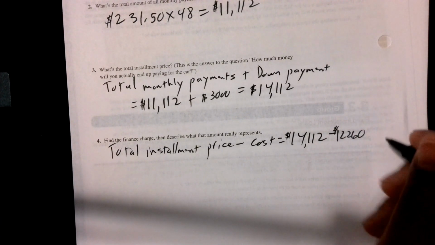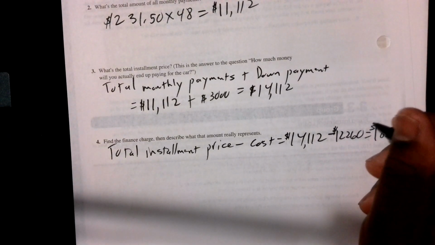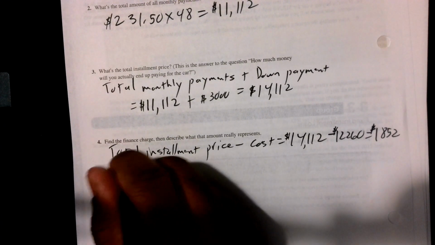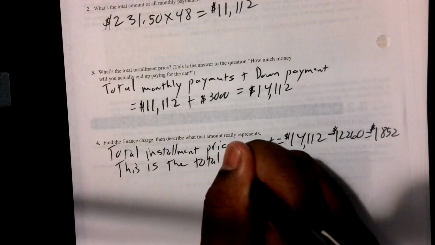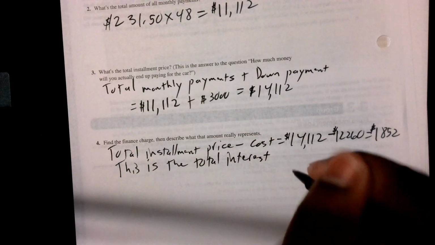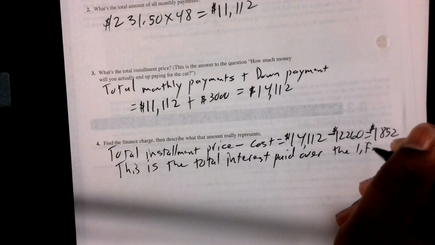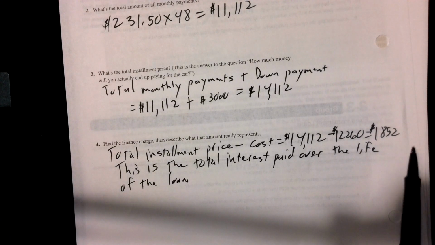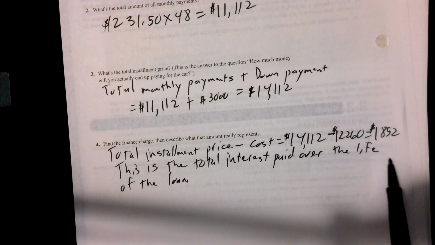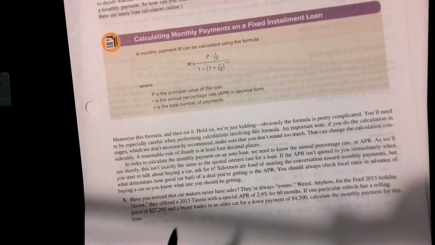Now when we subtract these, it would give us $1,852. So this is the total interest paid over the life of the loan. So we would end up paying an additional $1,852 for that $12,260 car. Okay, now we go on to the next page.